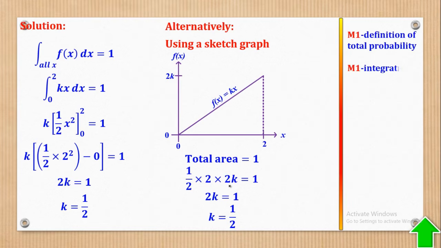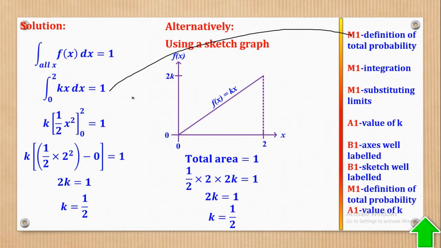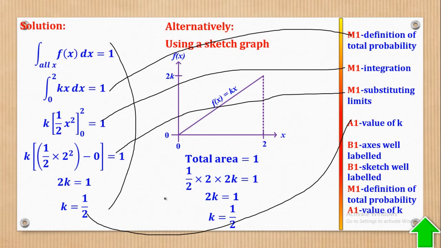Now let's see how marks can be awarded. So M1 for the definition of total probability, M1 for integration, M1 for substituting limits, and A1 for the value of k. That is if you use the method of integration. But if you use graph work, B1 for axes well labeled, B1 for the graph well labeled, M1 for definition of total probability, whereby total area is equal to 1, and A1 for the value of k.